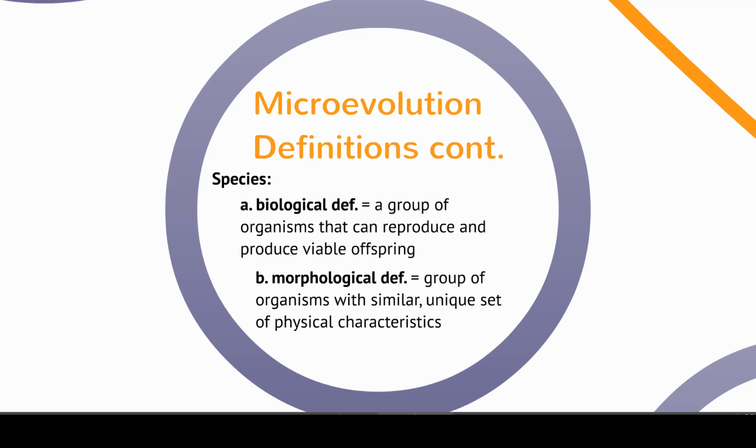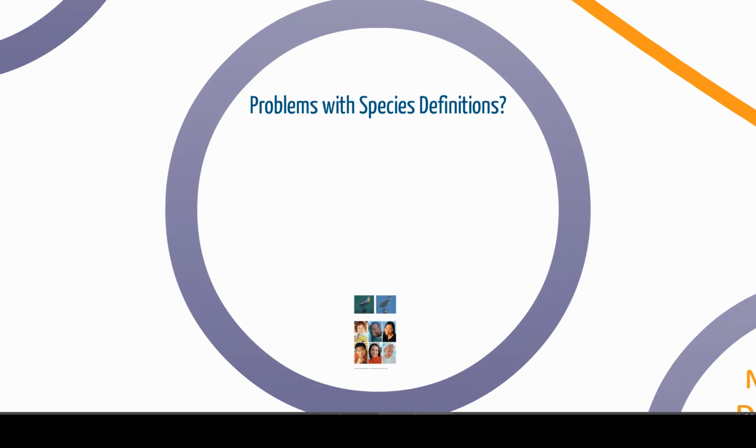The morphological species definition is a group of organisms with a similar, unique set of physical characteristics. So here we're looking at shape and color and saying, well, that's a snowy owl because it looks like other snowy owls. There are some problems with these species definitions, and you can probably guess, if you have 5 or 6 different ones, that there are different issues with each one.